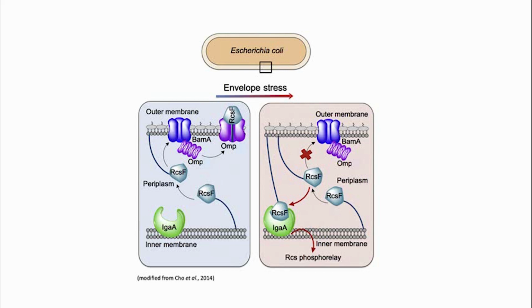Now, let's take a look at the image on the right. Envelope damage can be caused by many events, including some antibiotic treatments. When the cell suffers from an increase in the envelope stress, the newly synthesized RcsF can no longer bind to BamA and therefore remains free in the periplasm where it is able to interact with the periplasmic domain of IgaA. This interaction between RcsF and IgaA triggers the activation of the RCS phosphorelay and therefore the cell envelope damage adaptation of the cell.